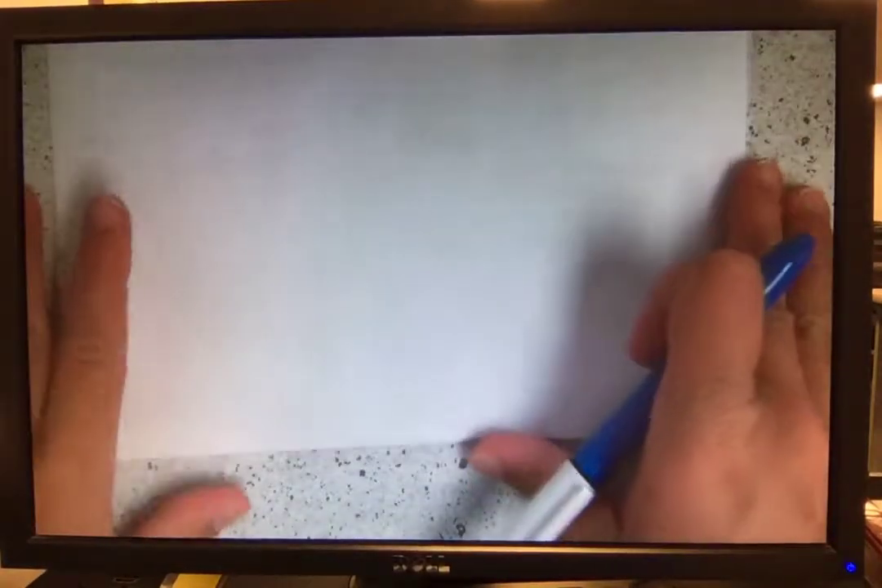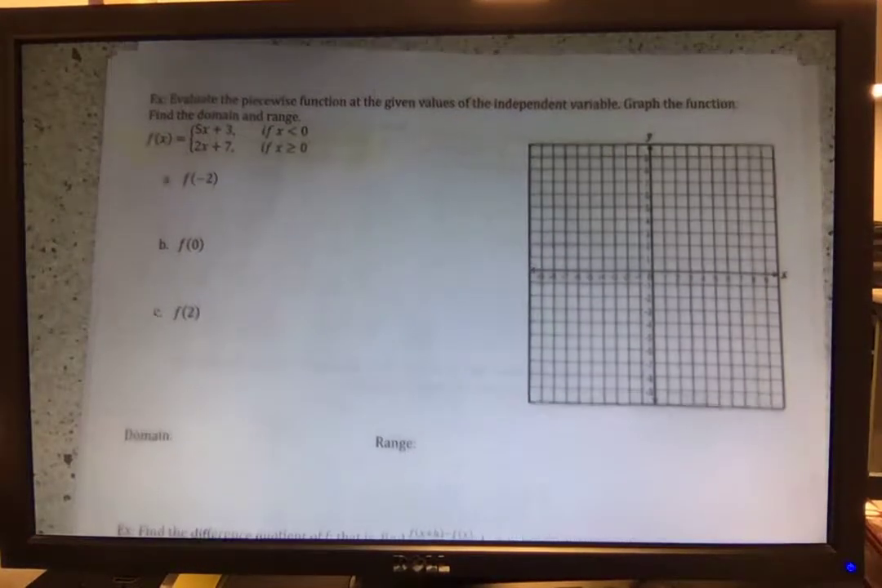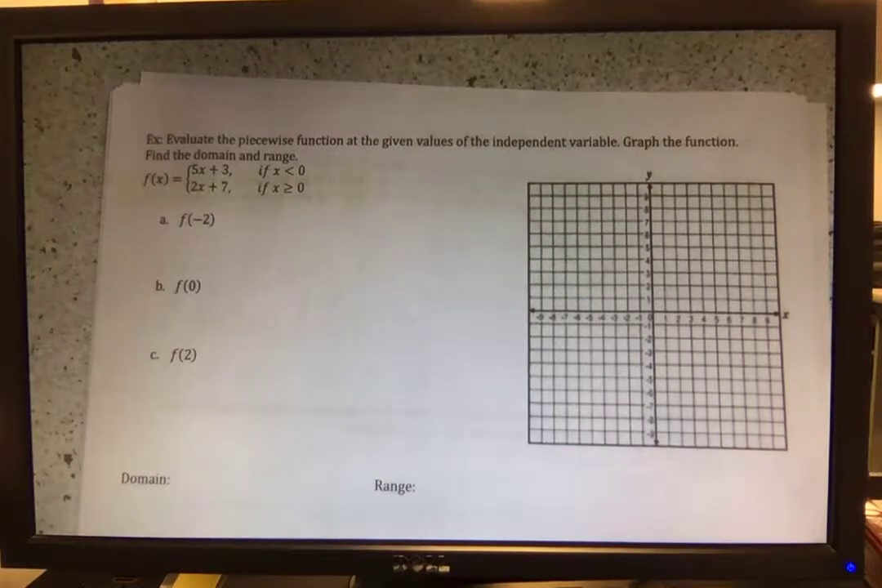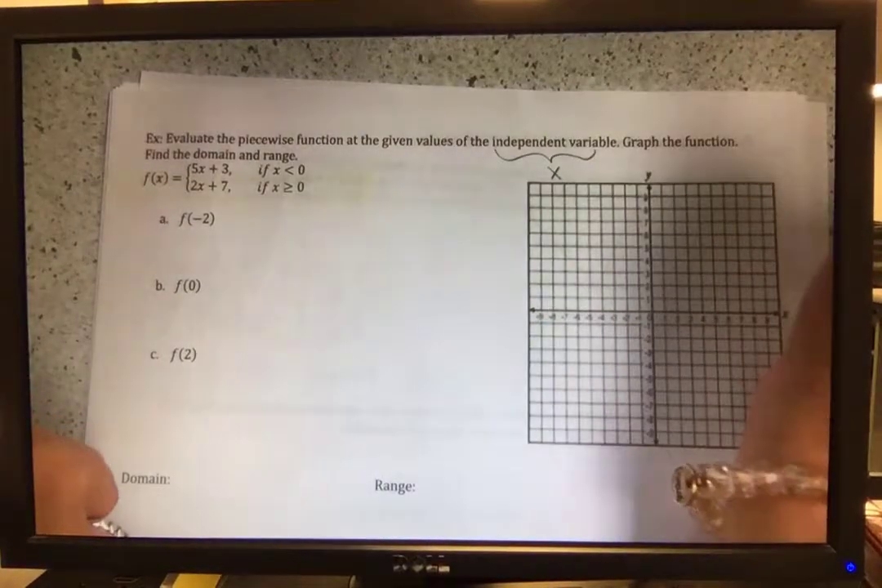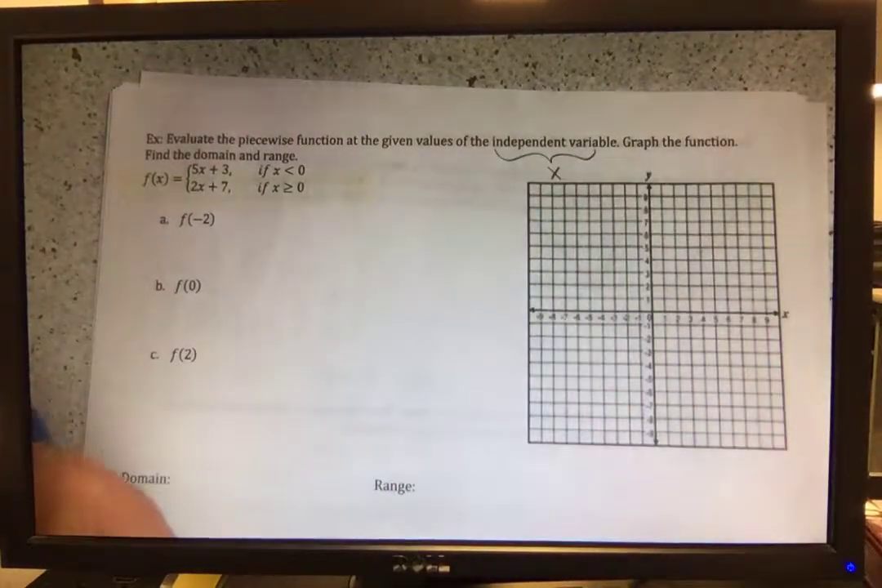Last page, last two examples for this section. Evaluate the piecewise function at the given values of the independent variable. For independent variable, that's just our x. Then we're going to graph it, and then we're going to find the domain and range.